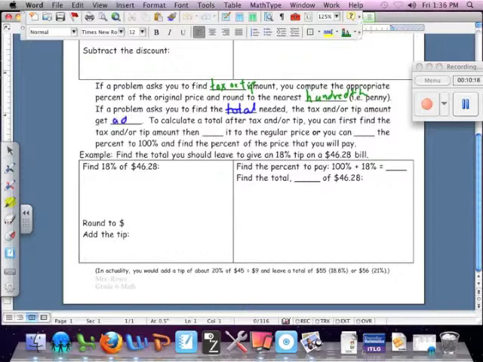So to calculate the total after tax or tip, you could first find the tax and tip amount and then add it. Or again, we could deal with the whole. I was going to pay 100%, now I'm going to pay 106.25%. Gosh, that's an annoying tax amount. Or you can add the percent to 100% and find the percent of the price that you'll pay.